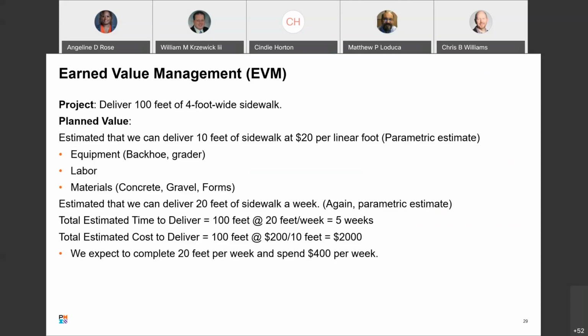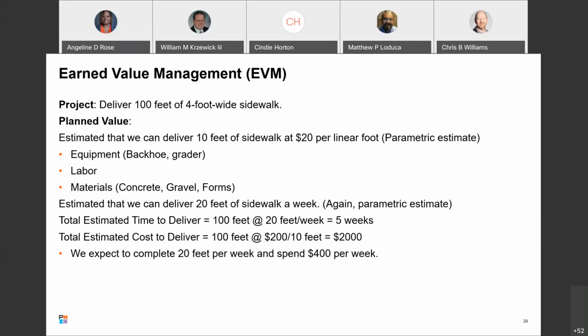Estimated we can deliver 20 feet of sidewalk a week. Again, that is a parametric estimate as well. We know that from past experience. Total estimated time to deliver, 100 feet at 20 feet per week. So you divide, obviously, 100 divided by 20, that gives you 5 weeks. So it's going to take us 5 weeks to do this project from beginning to end.